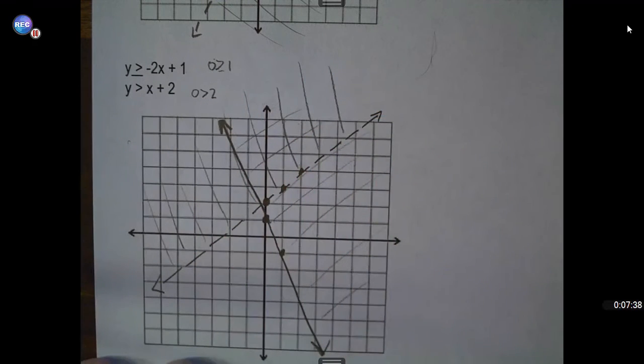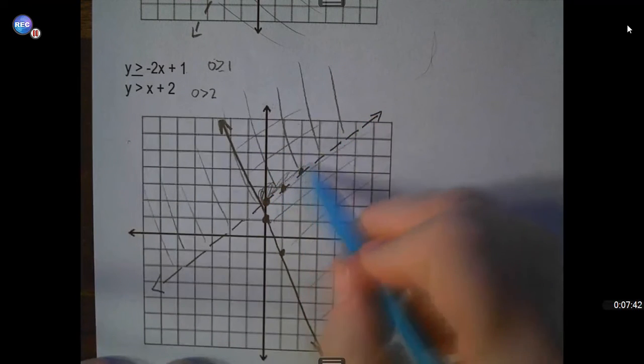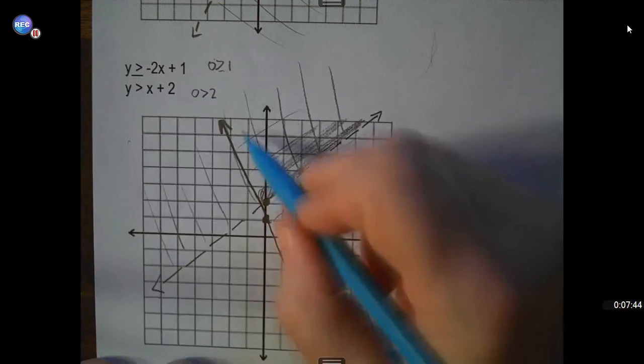And where do my shadings overlap? Right up in here. This time it is a triangle. Okay, like triangles.